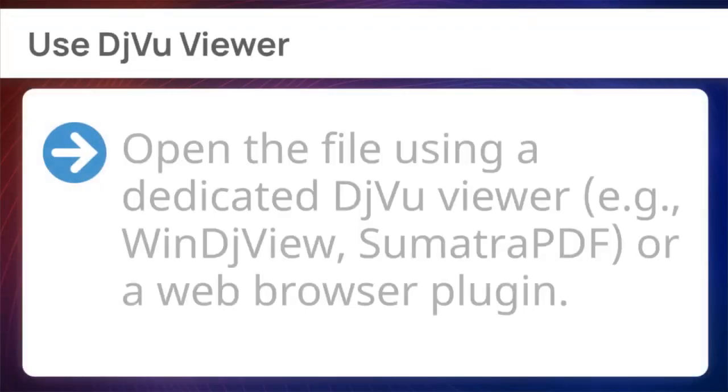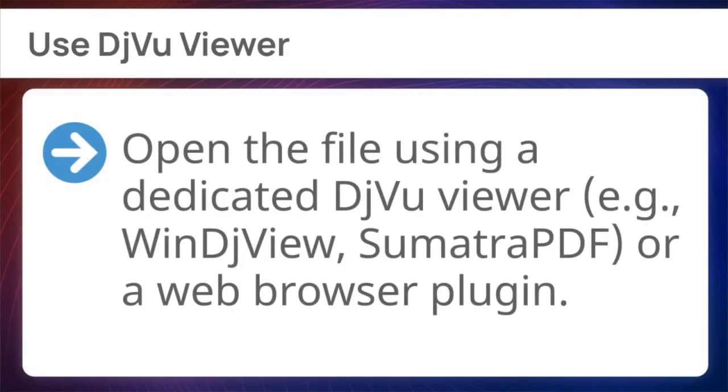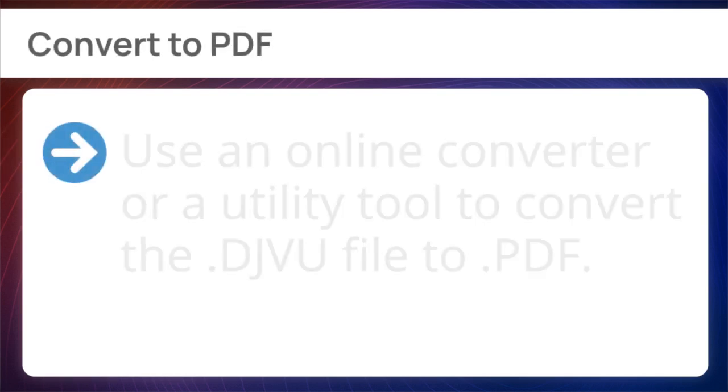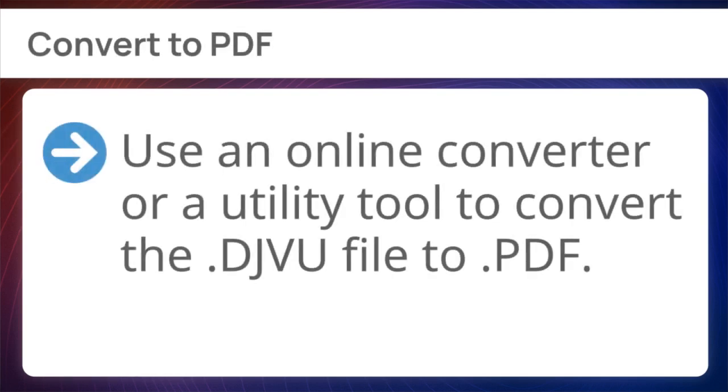First, use a DJVU viewer. Open the file using a dedicated DJVU viewer, e.g. WinDjView, SumatraPDF, or a web browser plugin. Next, check encoding. If the document appears garbled, ensure the viewer supports the specific compression method used in the file. Finally, convert to PDF. Use an online converter or a utility tool to convert the DJVU file to PDF.